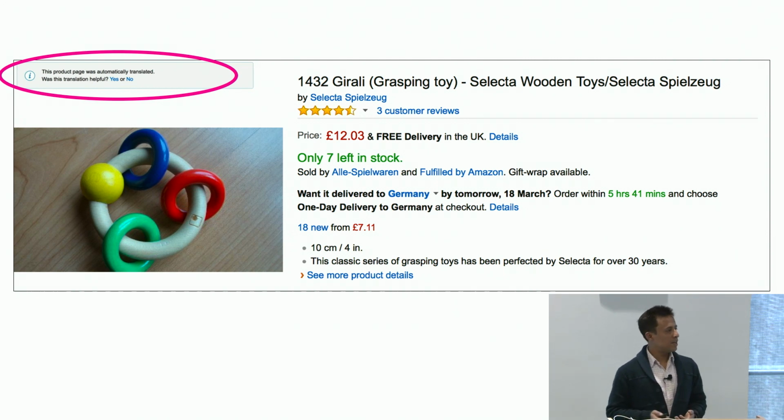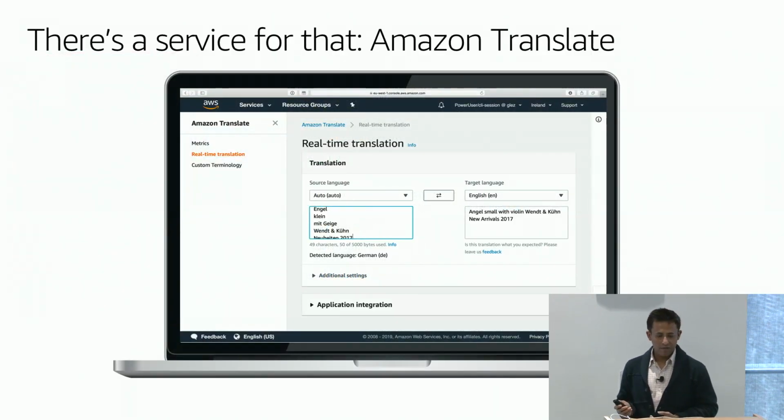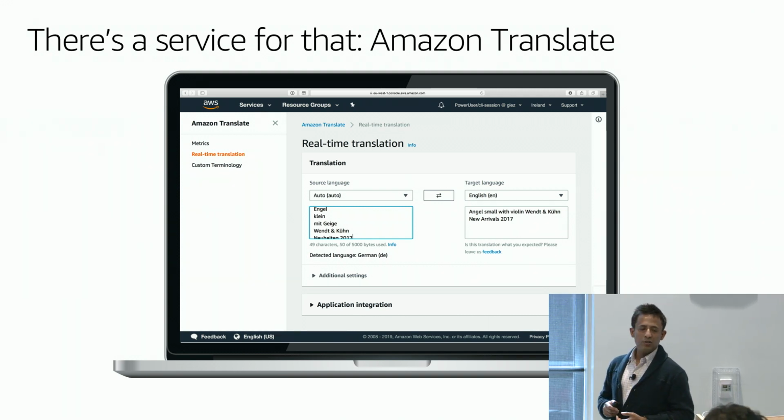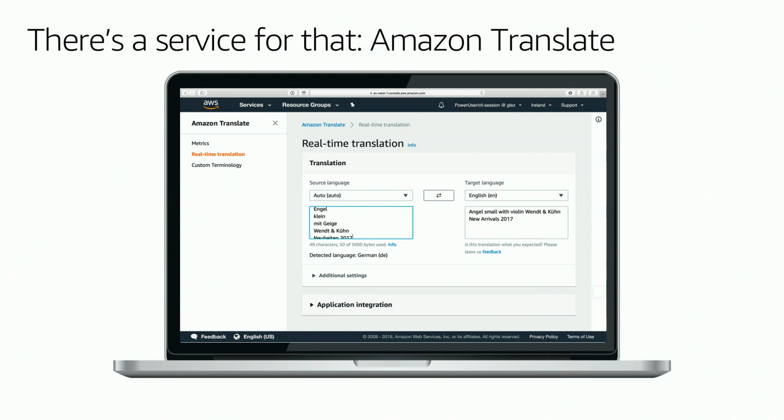So that is another example of how machine learning can add value. If you want to do the same today, you do not have to be a data scientist. All you do is just take the service from the shelf which is available, which is called Amazon Translate, and do the same thing for your product, your web page, your documents, or anything.